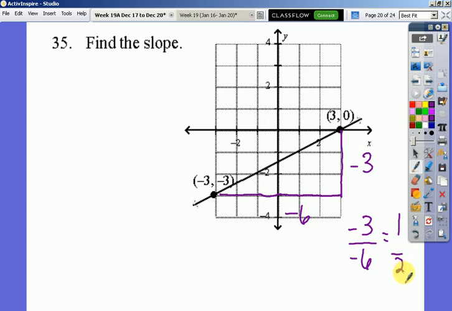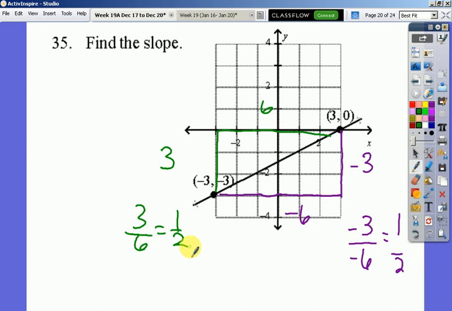You could also start here. You could also start with this other point and go up 1, 2, 3, and go to the right 1, 2, 3, 4, 5, 6. So 3 over 6, which is also 1/2. Do you have questions on that?